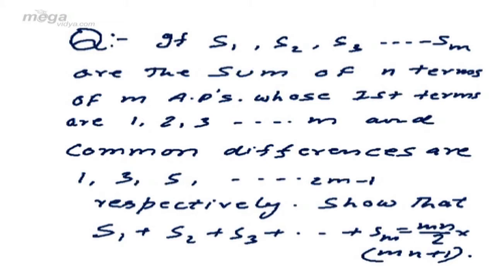Question is, if S1, S2, S3 up to Sm are the sums of n terms of m APs, whose first terms are 1, 2, 3 up to m, and common differences are 1, 3, 5 up to 2m minus 1 respectively, show that S1 plus S2 plus S3 up to Sm is equal to mn by 2 into mn plus 1.